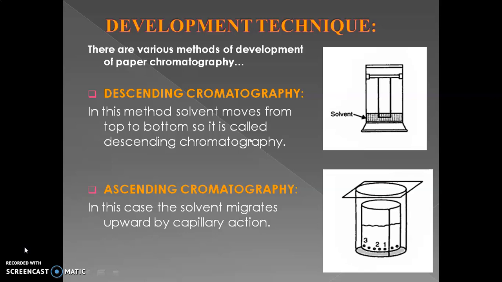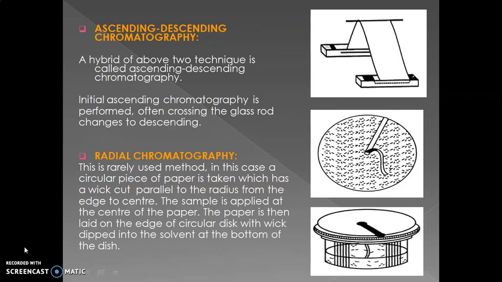Which are the various development techniques for paper chromatography? There are various methods for development. First is the descending technique. In this method, the solvent moves from top to bottom, so it is called the descending technique. What is the ascending technique? In this case, the solvent migrates upward by capillary action. What is the ascending descending technique? It is a hybrid of the two techniques. Initially, ascending chromatography is performed. After crossing the glass rod, it changes to descending.